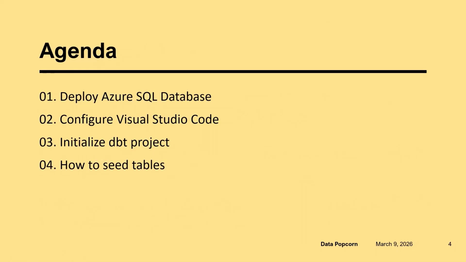Today's agenda. We're going to learn how to deploy an Azure SQL database and create both a login and user that has access to the database. We're also going to learn how to configure Visual Studio Code for DBT. Last but not least, we're going to initialize a DBT project, copy those CSV files into the project, and use those CSV files to seed tables.